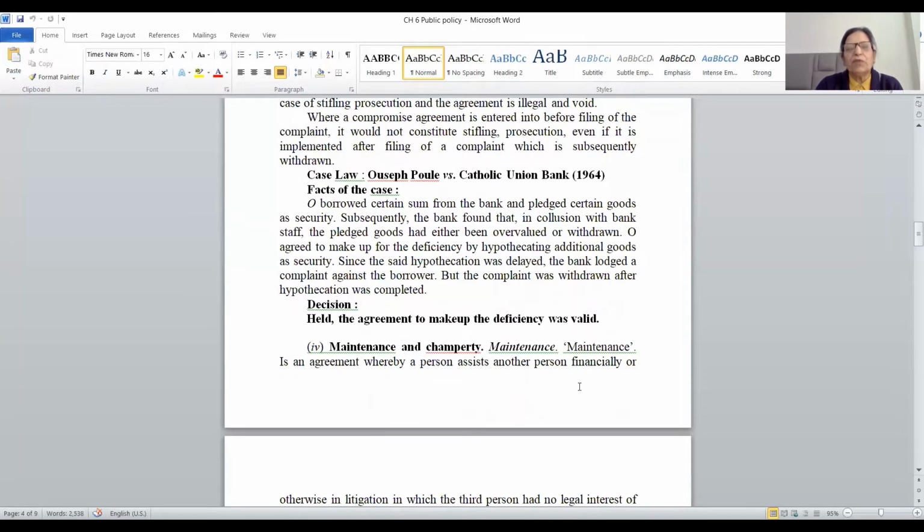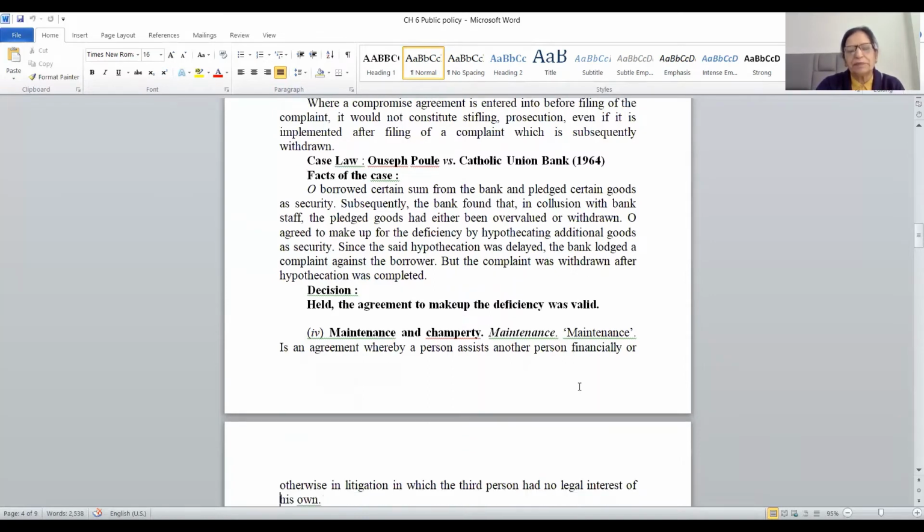The case law is before you. This is self-explanatory, and if you find any problem, you can always write in the chat box. Here in this particular case law, there was a deficiency which was made up by the party, but some delay was made by the party in making up the deficiency. But before this, the suit was withdrawn by the bank. So it was held in the court of law that the agreement to make up the deficiency was valid.